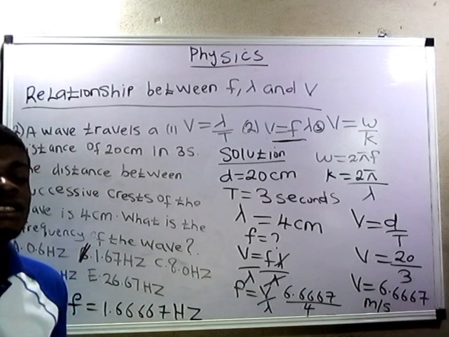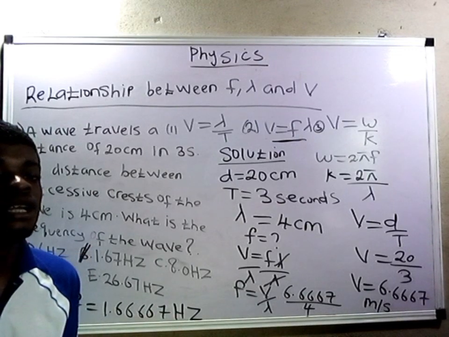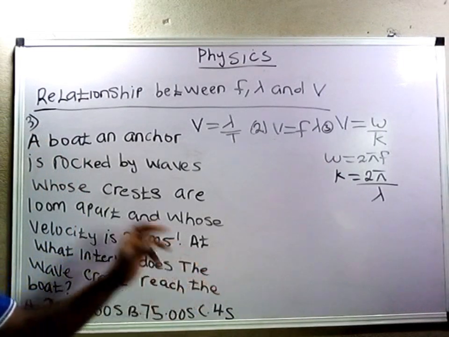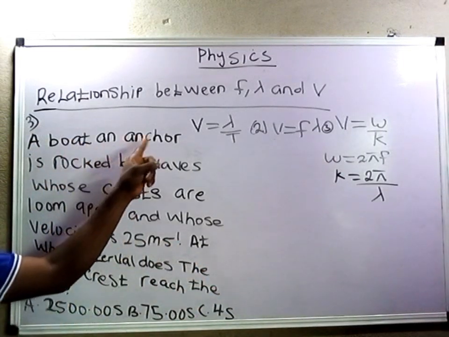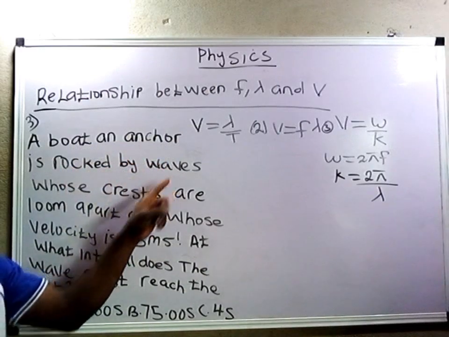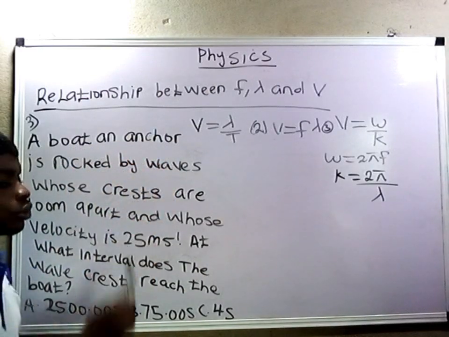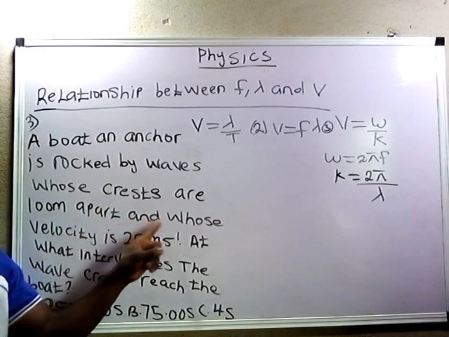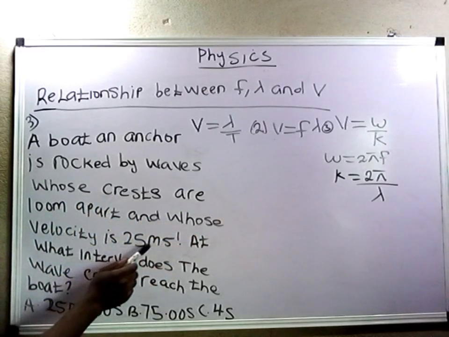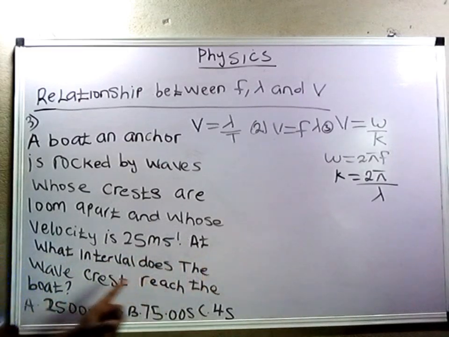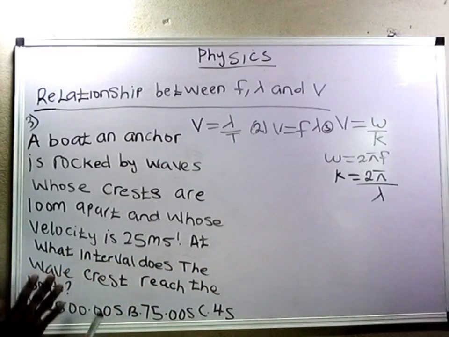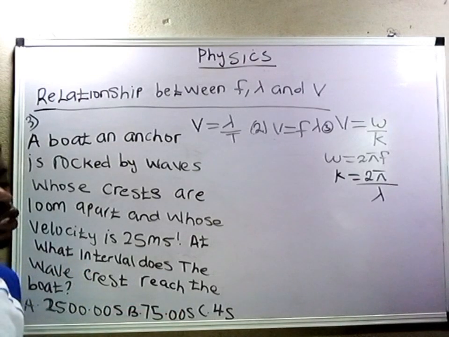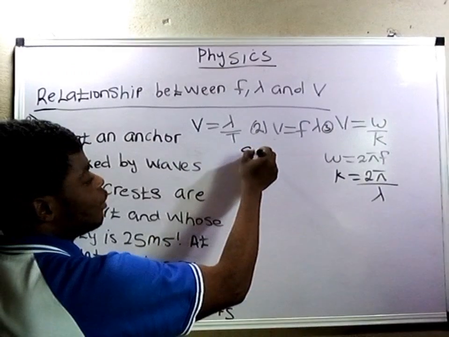So let's take another question pertaining to this video lesson. This is question three. I'll read the question. A boat at anchor is rocked by waves whose crests are 100 meters apart and whose velocity is 25 meters per second. At what interval do the wave crests reach the boat? So from this question, let's write our parameters.